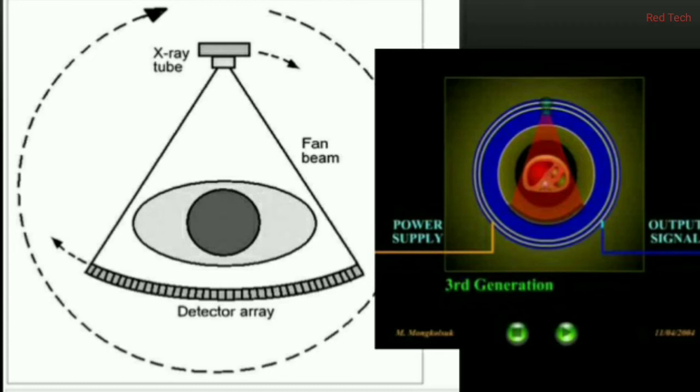The X-rays come in a wide fan beam of approximately 60 degrees, and the emitted X-rays are absorbed by the detector array. And in third generation you must know about the ring artifact. This was the major disadvantage, and the advantage is that xenon detectors were used. So this is all about third generation CT. I hope you are clear on all the points.